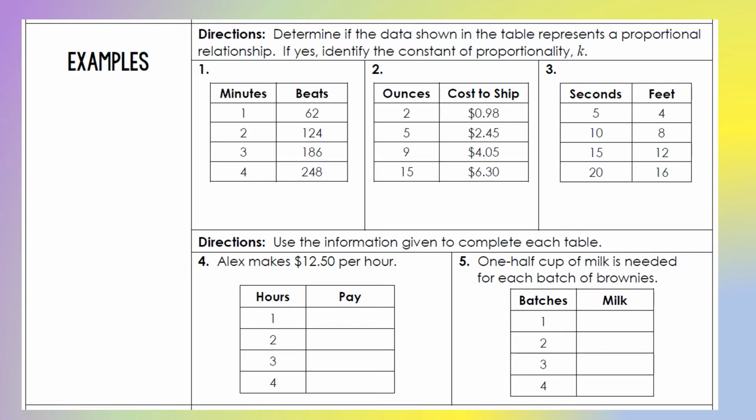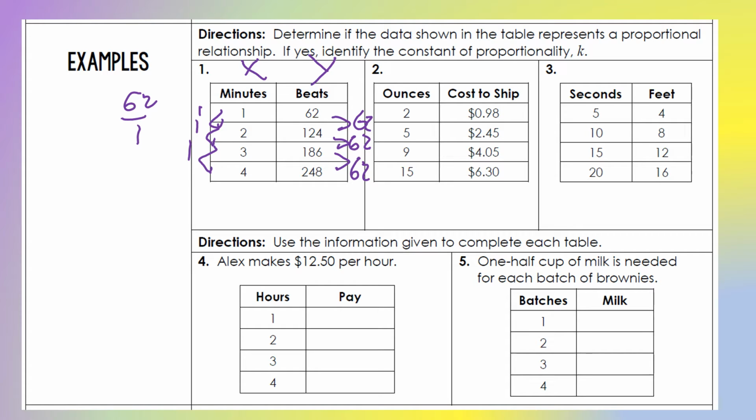Okay, so let's figure out if these tables represent a proportional relationship, and if they do, find the constant of proportionality, k. The difference between all of my y's, remember we have an x column and a y column each time, is 62. That's my difference. And the difference of my x column is 1 every time. So when I go to write my slope, it's going to be 62 over 1 each time.